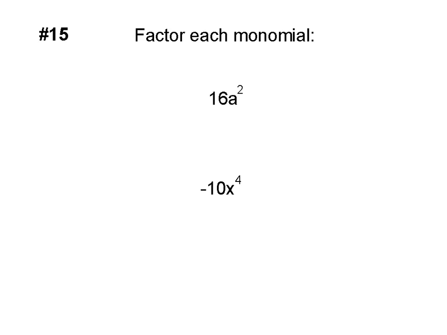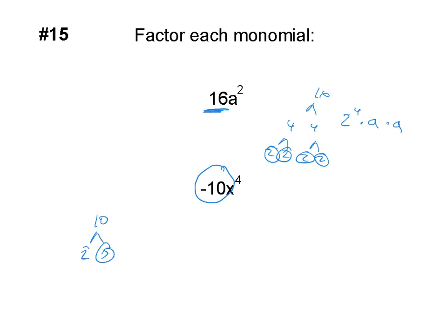Number 15, they want you to factor the monomials. Remember when you do this, you do a factor tree of the whole number, so like this one, 16 is 4 times 4, 2 times 2, so we get this, right? So I get 2 to the 4th power, 2 times 2 times 2 times 2, however you want to write that, and then times a, right? And then remember when you have a negative number, do a factor tree of just the positive number first, and remember you have to add a negative 1. So this one would be negative 1 times 2 times 5 times x times x times x, 4 x's, right?